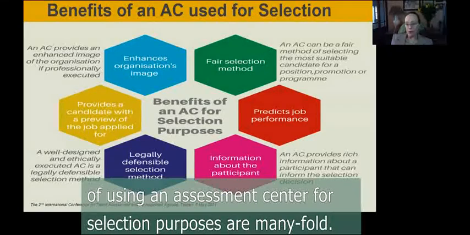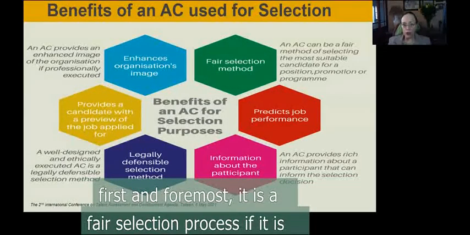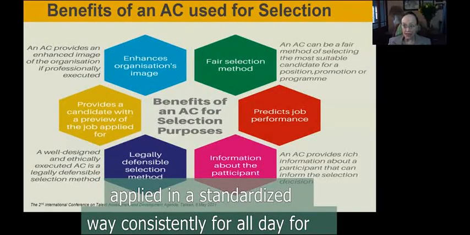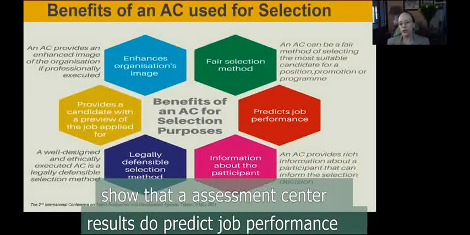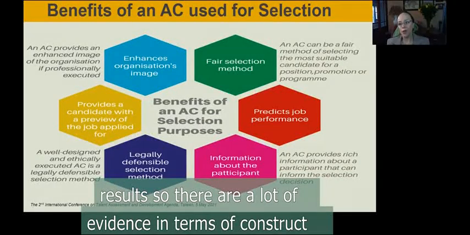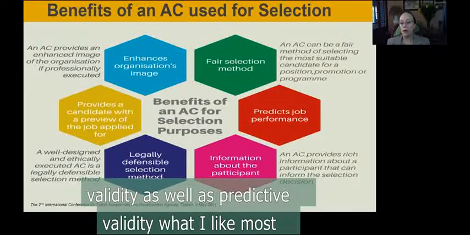Now, the benefits of using an assessment center for selection purposes are manifold. First and foremost, it is a fair selection process, if it is applied in a standardized way consistently for all the candidates. There is also enough research to show that assessment center results do predict job performance results. So there is a lot of evidence in terms of construct validity as well as predictive validity.